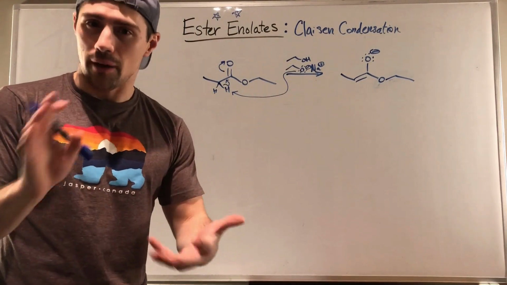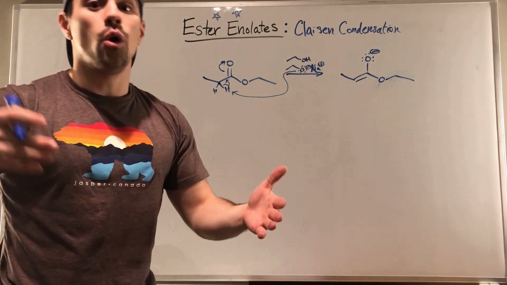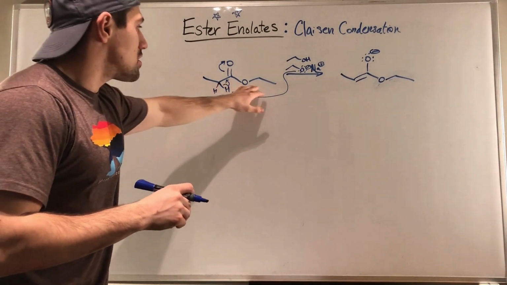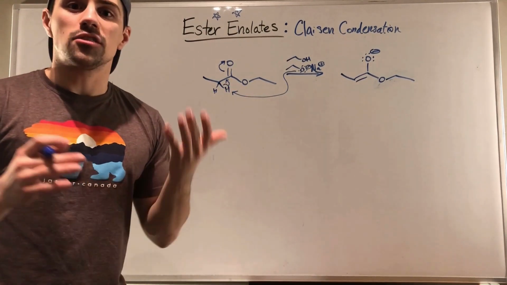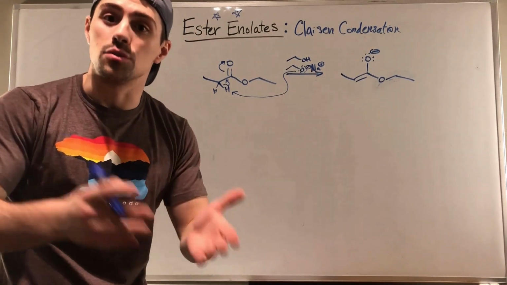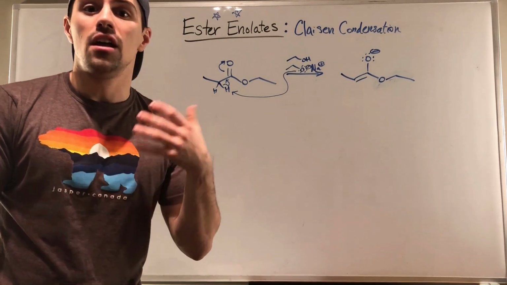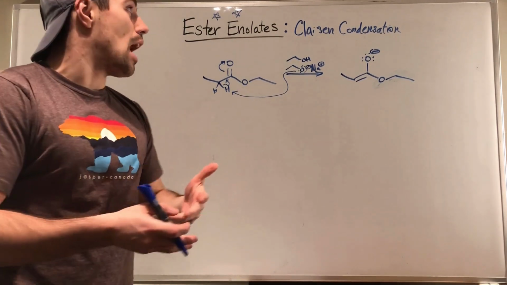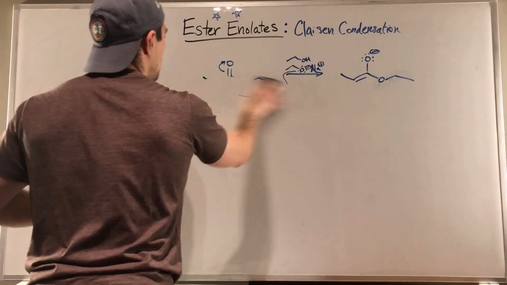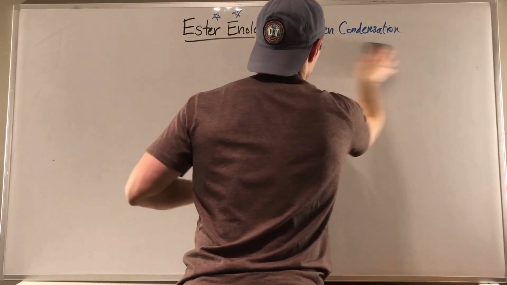However, the cool part about ester enolates is that you don't have to worry about whether you're going to generate a kinetic enolate or a thermodynamic enolate, right? Because of this ether-like character, we only have one alpha carbon to deprotonate. So there's a lot of predictability with ester enolates, which is why they're so popular to use as nucleophiles, particularly in the Claisen condensation.